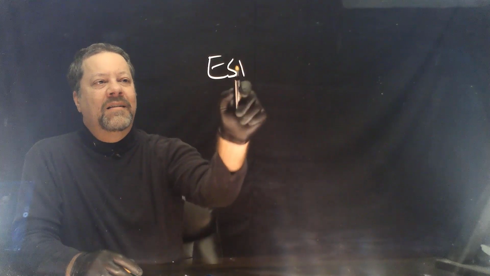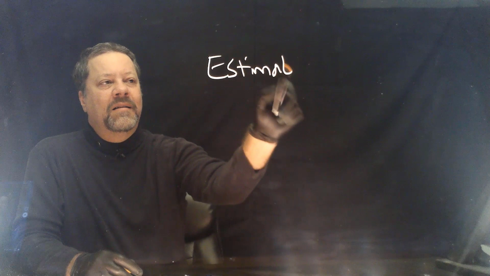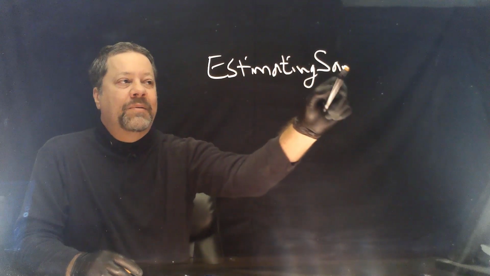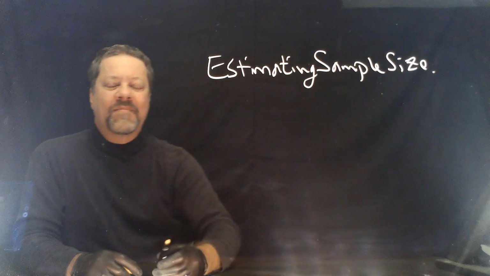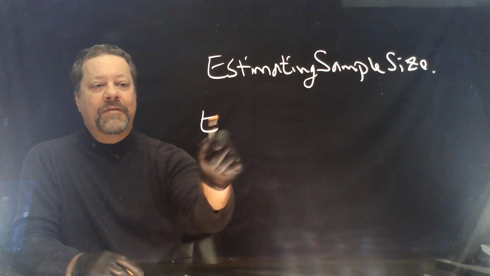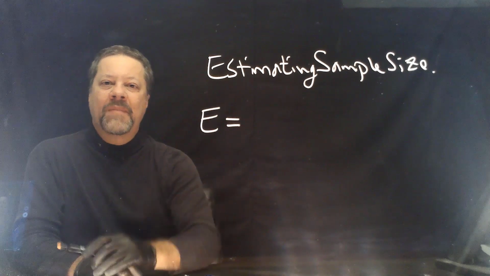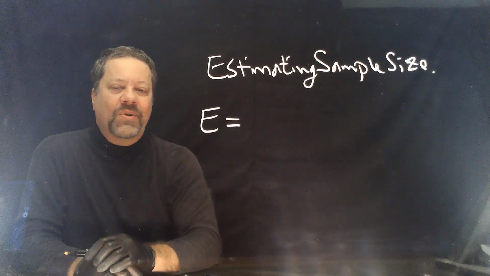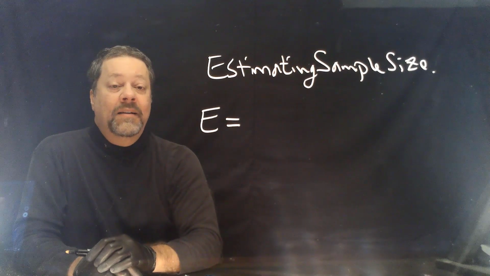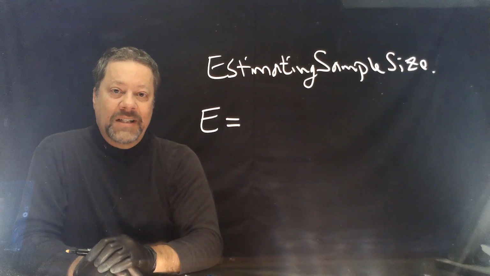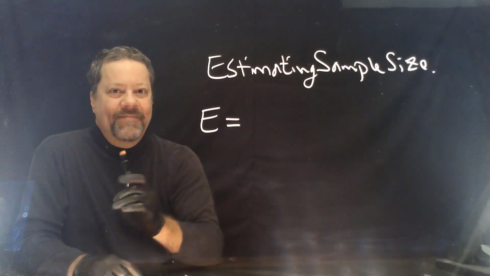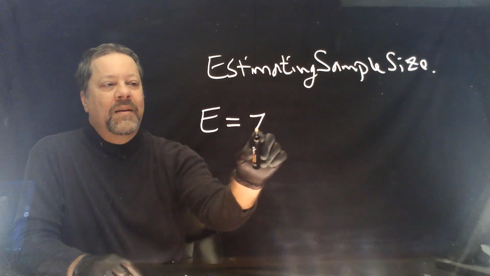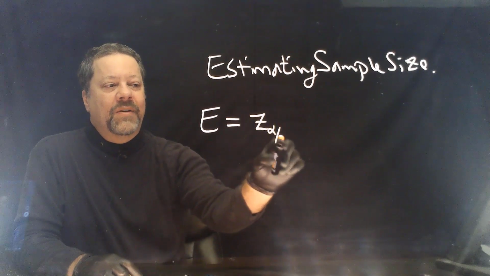I'd like now to discuss estimating sample size. And we'll use margin of error for this. But we can't use critical t-scores here because in order to get a critical t-score, you already need to know the size of the sample. The best you can do is critical z-scores.